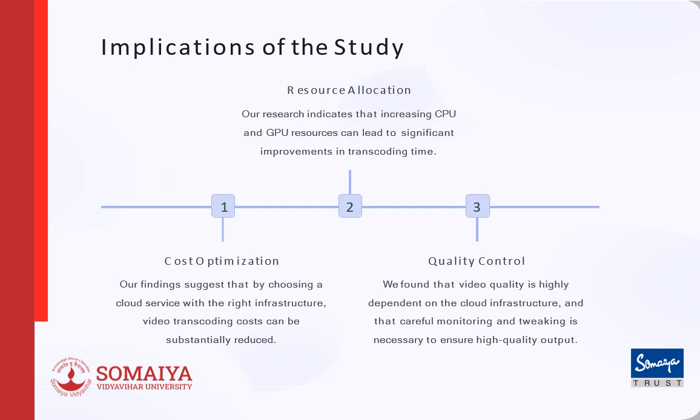Implications of the study. First thing was cost optimization. Our findings suggest that by choosing a cloud service with the right infrastructure, video transcoding cost can be sustainably reduced. Then, coming to resource allocation, our research indicates that increasing CPU and GPU resources can lead to significant improvement in transcoding time. Also, as CPU and GPU are readily available as cloud services, they prevent the initial investment of the user. So one does not need to go and buy high processing, high computing parts for their hardware. Then finally, quality control. We found that the video quality is highly dependent on the cloud infrastructure and that careful monitoring and tweaking is necessary to ensure high quality output.